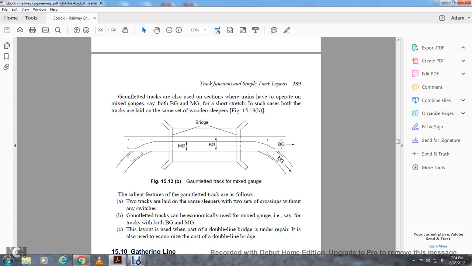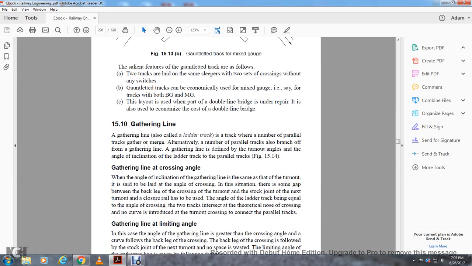Gauntleted tracks economically use the mixed gauge, broad gauge and meter gauge, and save on track. This is the layout when you use a double line bridge that is under repair. You also use it to economize the cost of the double line bridge.